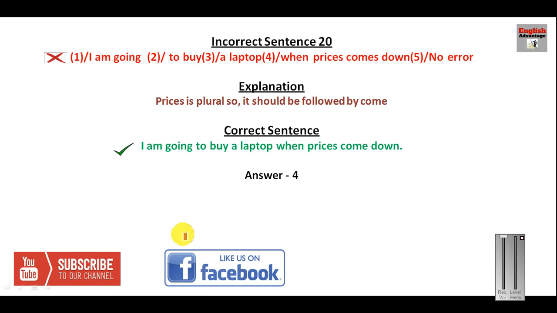Next sentence. I am going to buy a laptop when prices come down. Till here this is correct. When prices, just see here, this combination of subject verb agreement is wrong. Prices is plural, so the verb you should use here is "come," not "comes," because comes indicates singular. So your answer will be 4.